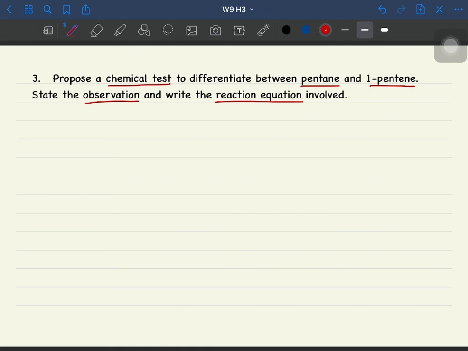So we have choices of 3 chemical tests to be used. One is Baeyer's test, where we use cold, dilute KMnO4 and also OH minus. And then we have bromine in inert solvent. And then lastly, we have bromine in water. So let's say I'll take the Baeyer's test. So I have to name the test. So we have name of test is the Baeyer's test.